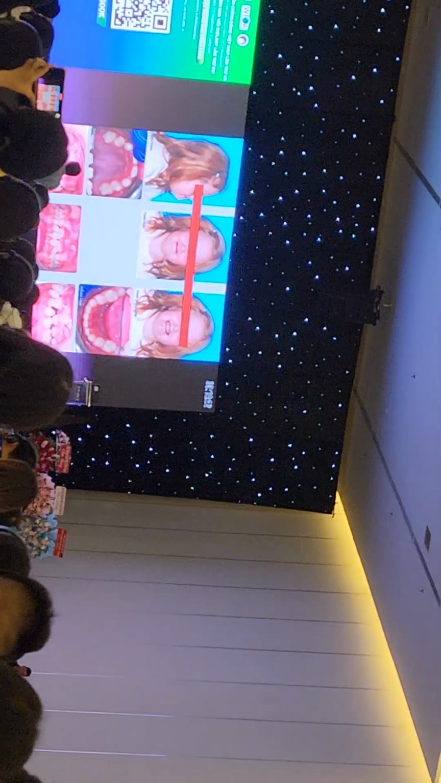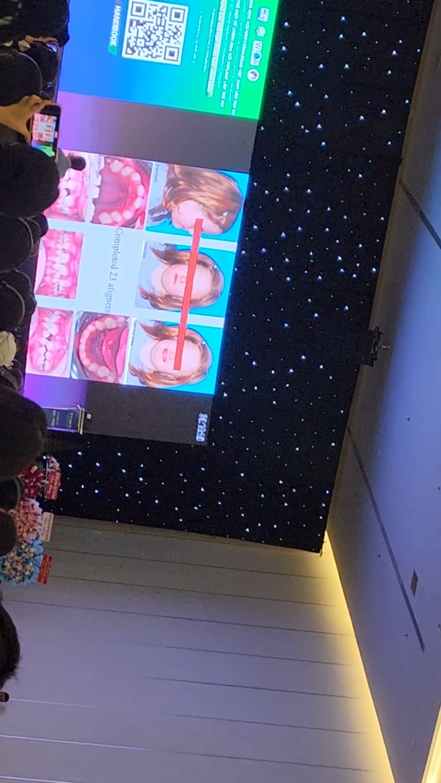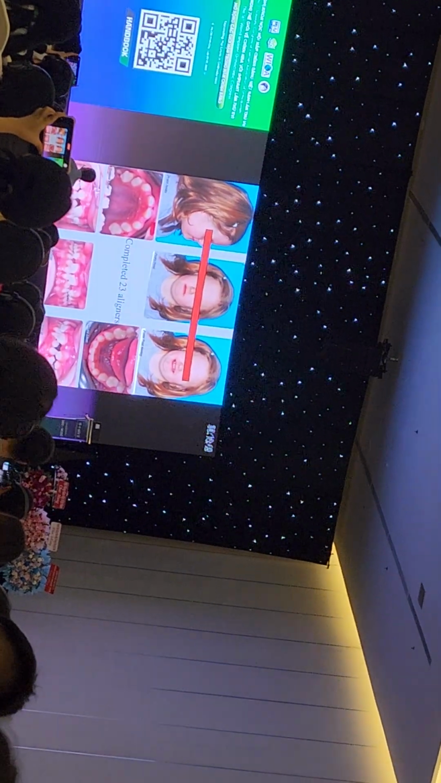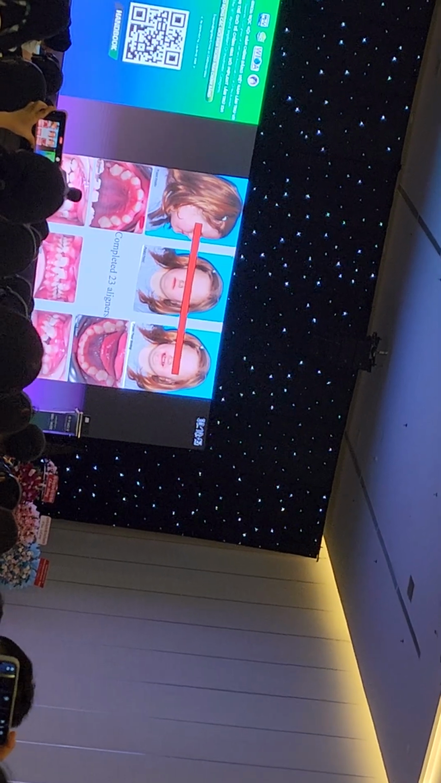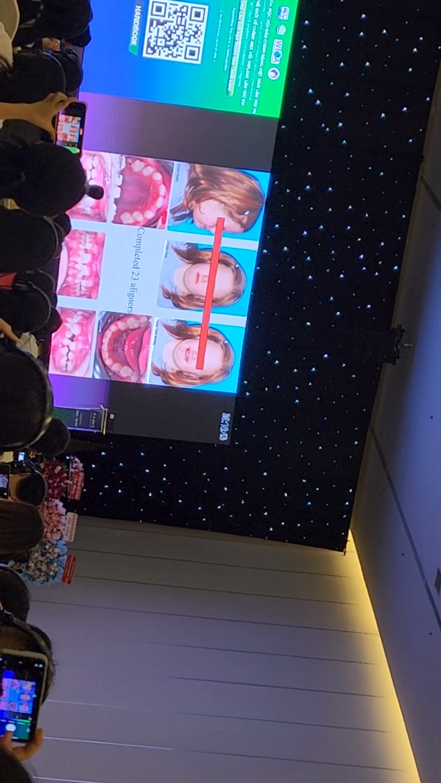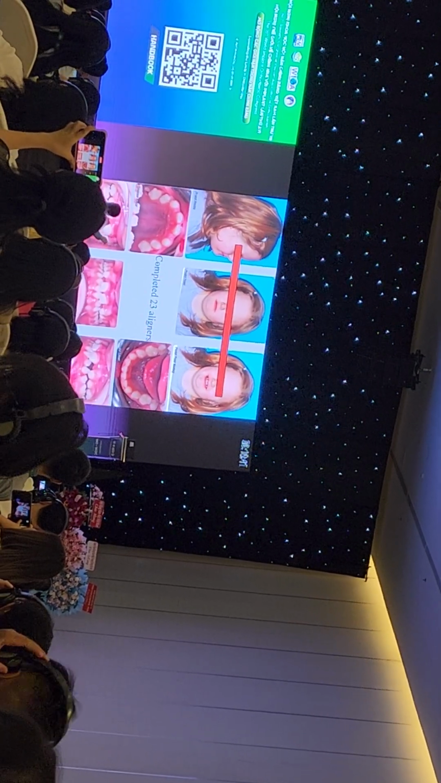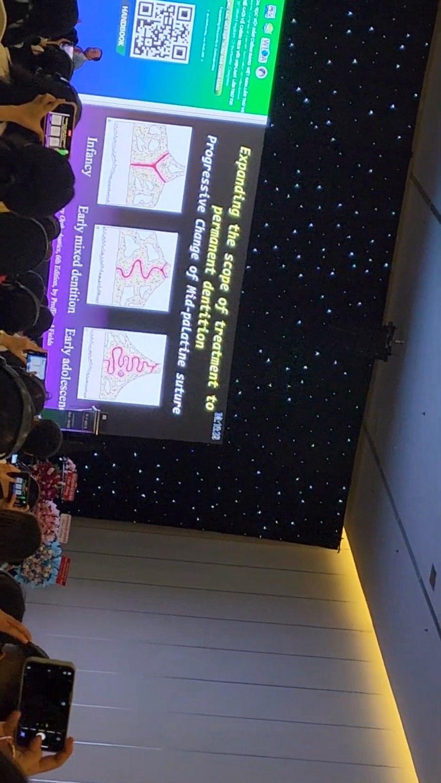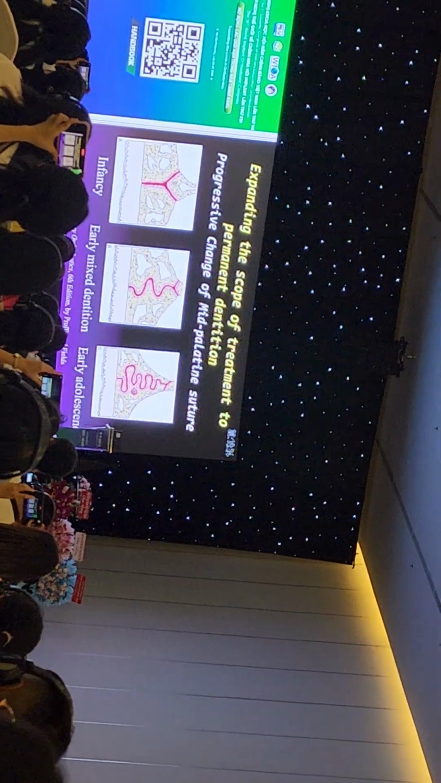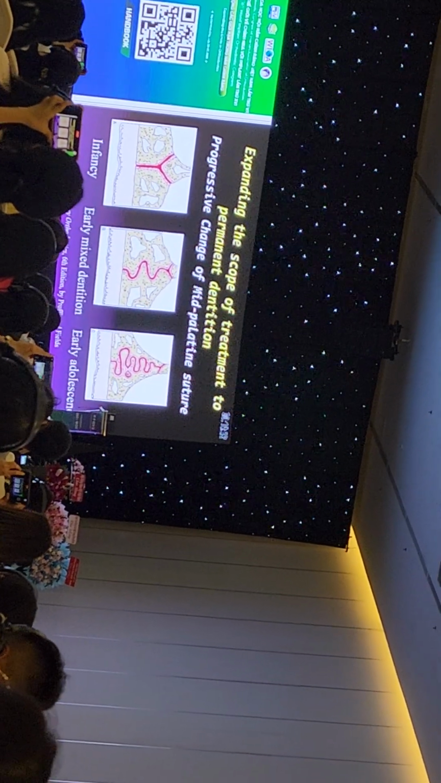So this is Patricia. Okay, so it takes 23 aligners. So we jump the anterior crossbite. We open up the space for lateral incisors, and the posterior teeth obviously need a little bit of settling for that reason.